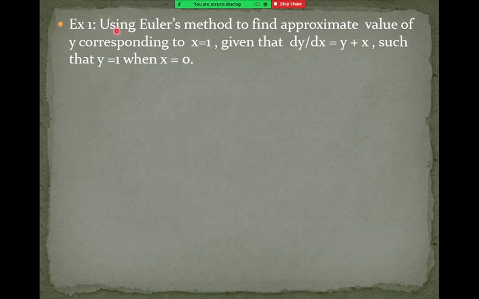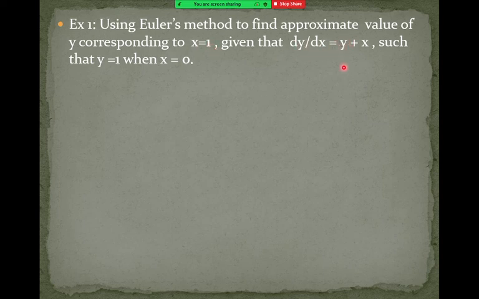See the first example. The question is, using Euler's method, find the approximate value of y corresponding to x equal to 1, given that dy by dx equal to y plus x, such that y equal to 1 when x is 0. Now first step, all these values we want in a notation. So tell me, what does y equal to 1 when x is 0 represent in standard notation? x0, y0. Yeah, correct. Very good. So this y0 is 1, x0 is 0, and xn is 1. Okay, and we have to solve this.